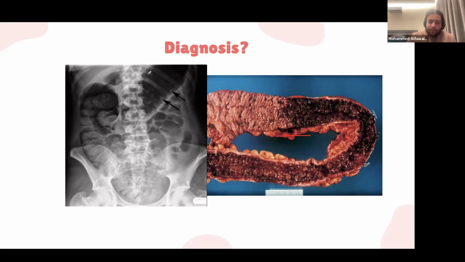For megacolon, you have multiple different causes, and we'll get to that later. But the most important two causes that I want you to remember are toxic megacolon from UC and toxic megacolon from pseudomembranous colitis from C. diff. These are the two most important ones you need to know.